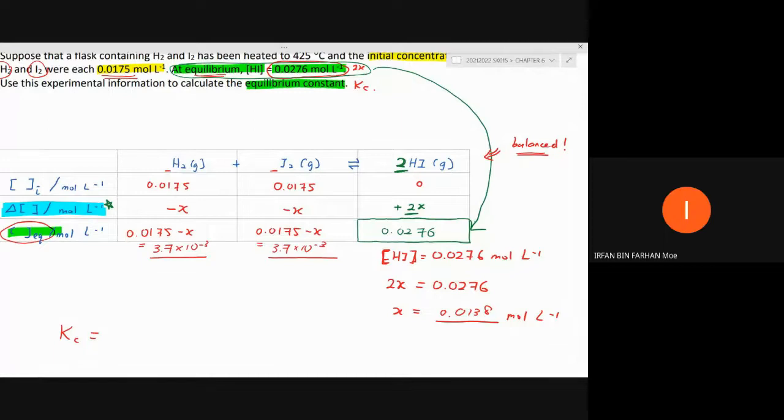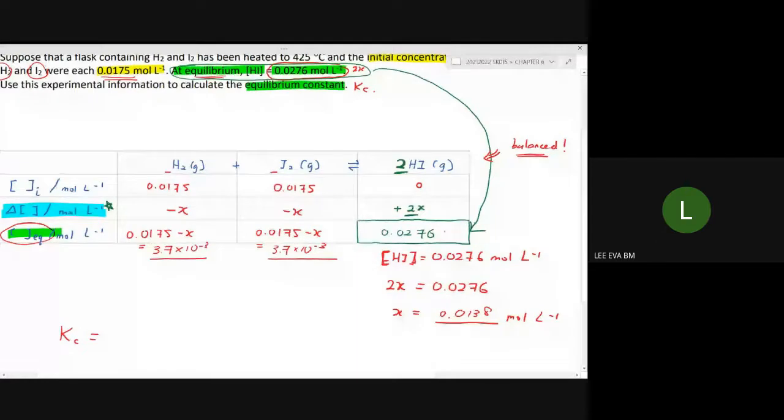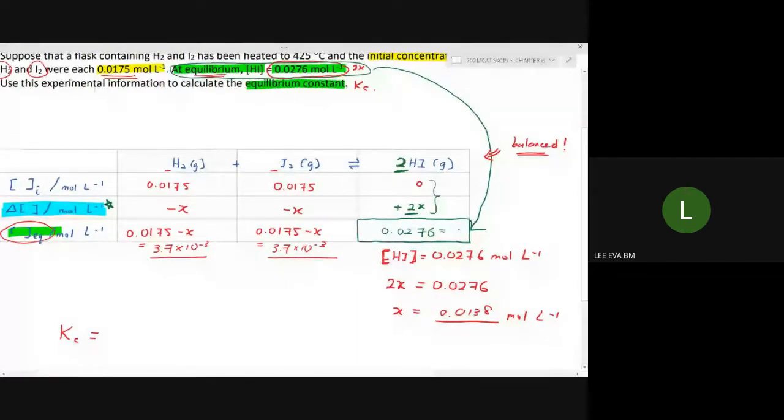Okay, boleh. That's why it's important for you to draw this ICE table so you can see which column I need to put the values in. So kalau saya sudah letak 0.0276, maksudnya tadi kalau saya kira lah, 0 tambah dengan 2x. So 0 plus 2x equals to the values given. So keluarlah dekat sini, 2x equals to 0.076.